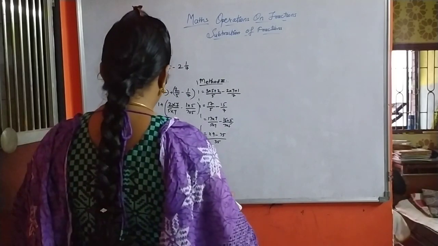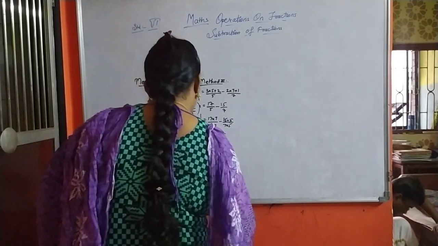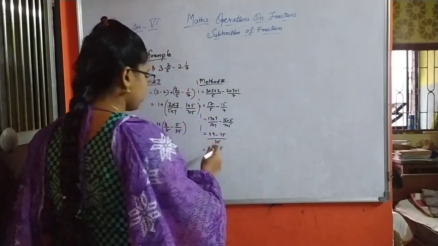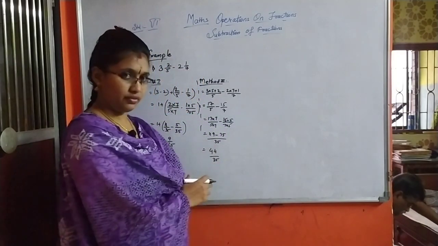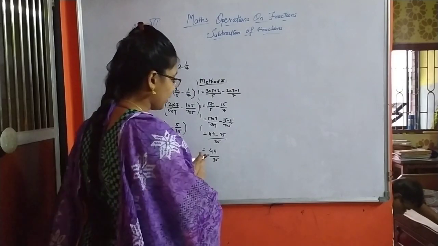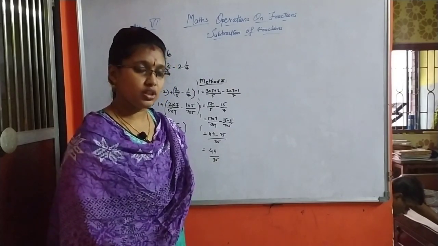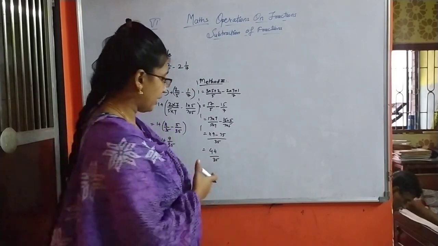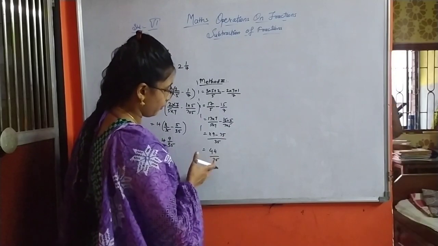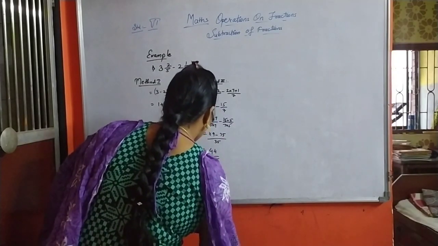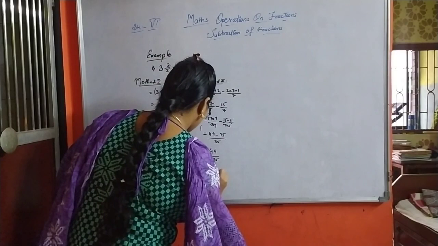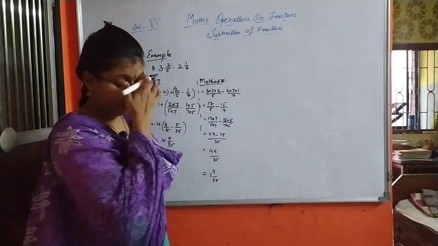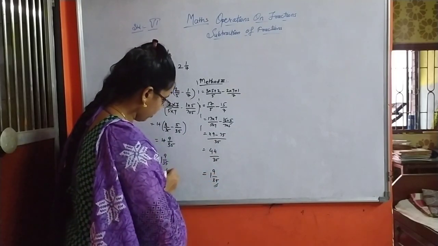So 119 minus 75, we get 44 upon 35. Now 44 upon 35 is an improper fraction because the numerator is bigger. So to convert it into a proper fraction, we have to divide it. So while dividing 44 by 35, I get the answer as 9 upon 35. So when I divide it, I got the answer. So just check it back.